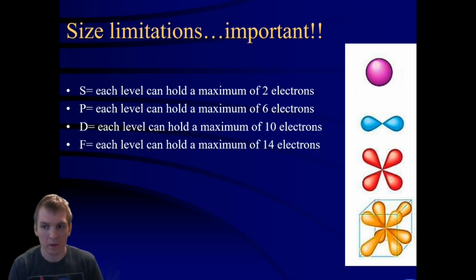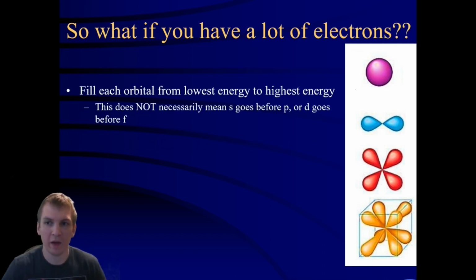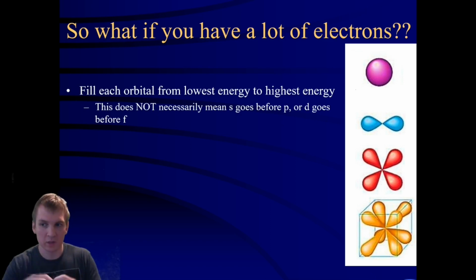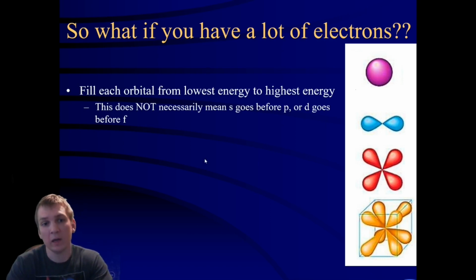Okay? Now, how does that stack up? What if you have a lot of electrons, like a really, really big atom, and you want to figure out what the shape is? Do you start with filling up all the s orbitals and then move on to p orbitals, then fill up the d orbitals and so on and so forth? Yes and no, kind of. You fill each orbital from lowest energy to highest energy. You do start with the spheres, but then you go down from the lowest energy, which is the first S sphere.